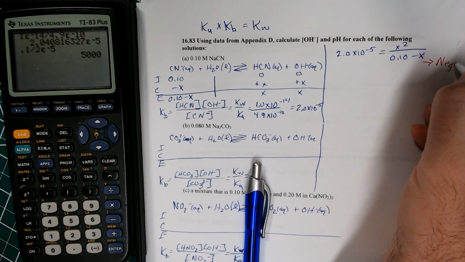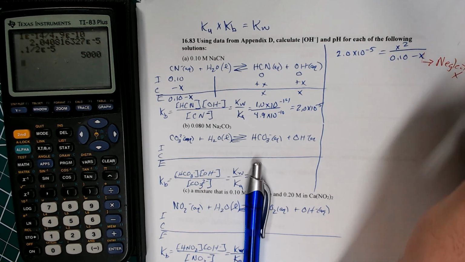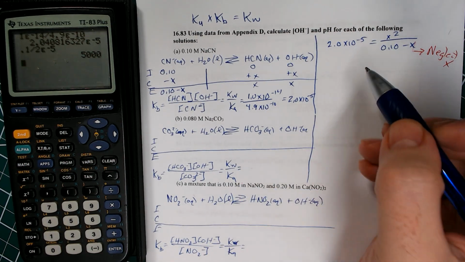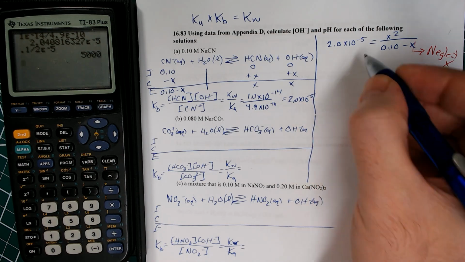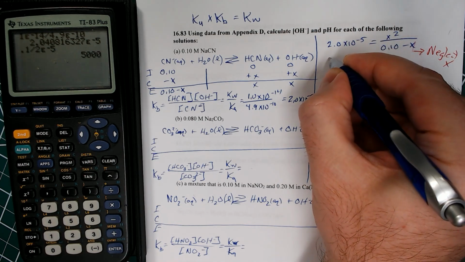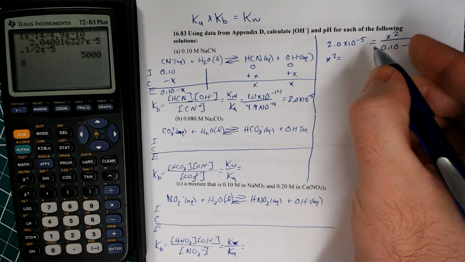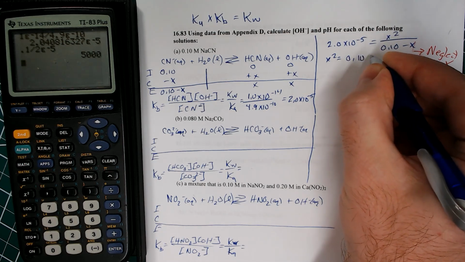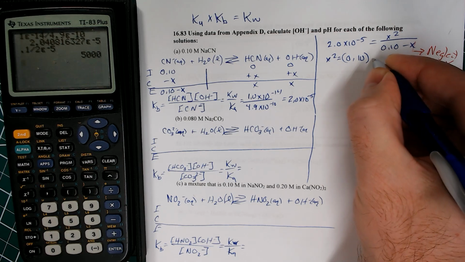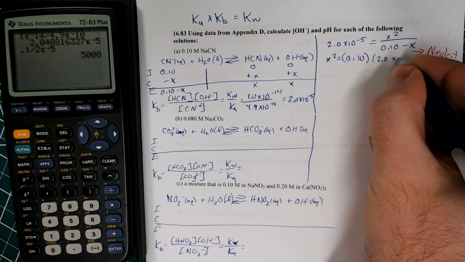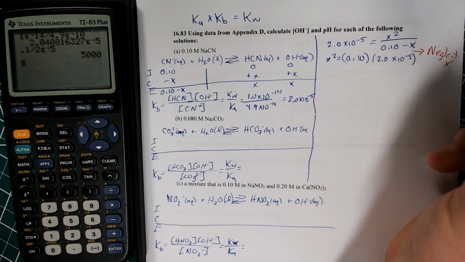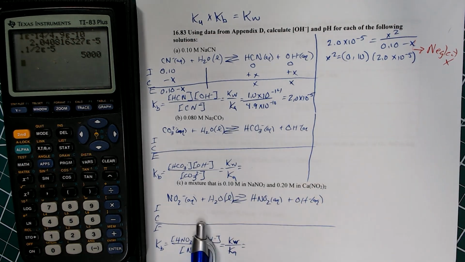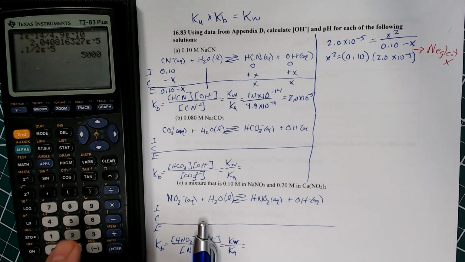And we will neglect x. All right. Now that we have neglected x, we'll cross multiply. So we'll get x squared is equal to 0.10 times 2.0 times 10 to the negative 5. When we multiply that out, that's going to give us 2.0 times 10 to the negative 6.